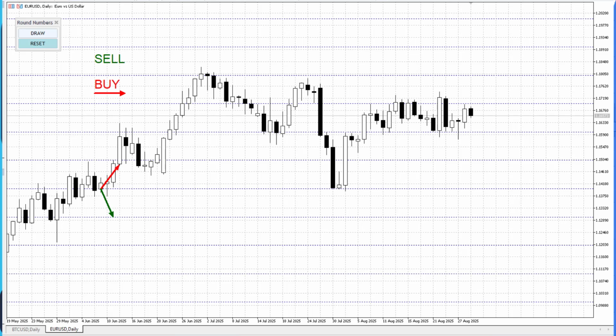Let's see an example on the Euro-USD chart. Here we have a non-directional grid with a fixed leg of 100 pips and fixed lot size. The take profit is equal to the leg distance, 100 pips.